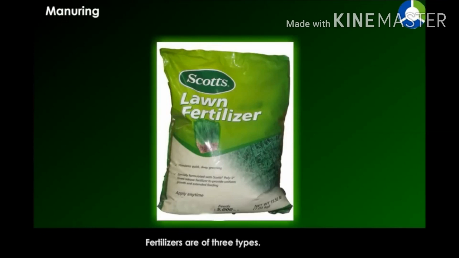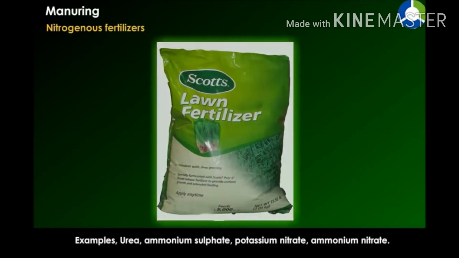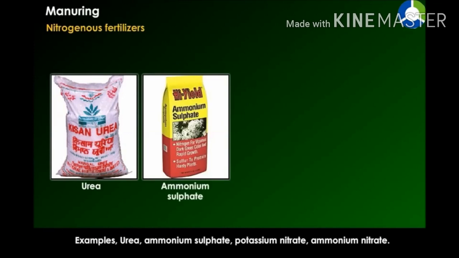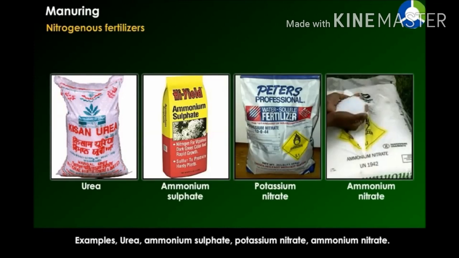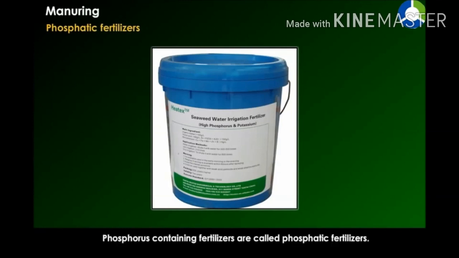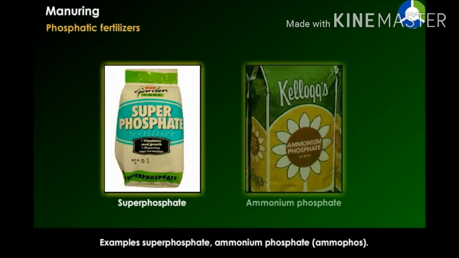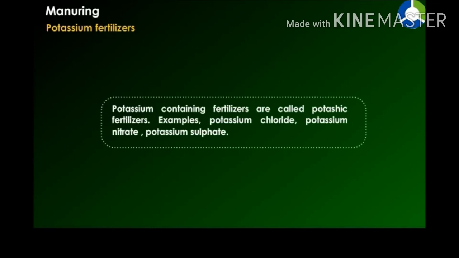Fertilizers are of three types. Nitrogenous fertilizers. Nitrogen-containing fertilizers are known as nitrogenous fertilizers. Example, urea, ammonium sulfate, potassium nitrate, ammonium nitrate. Phosphatic fertilizers. Phosphorus-containing fertilizers are called phosphatic fertilizers. Examples, superphosphate, ammonium phosphate, ammophos. Potassium fertilizers. Potassium-containing fertilizers are called potassic fertilizers. Examples, potassium chloride, potassium nitrate, potassium sulfate.